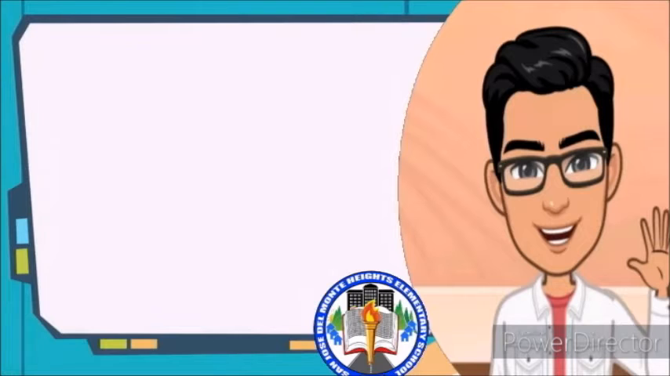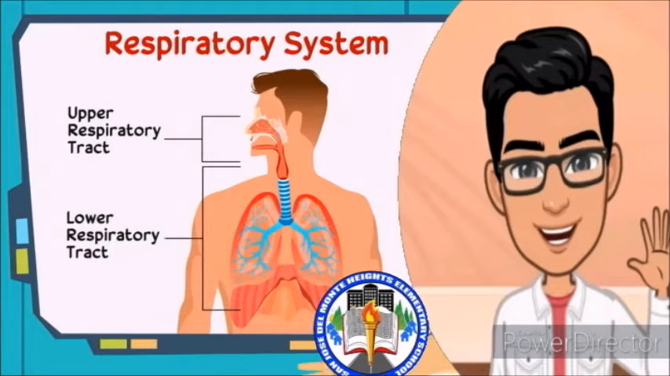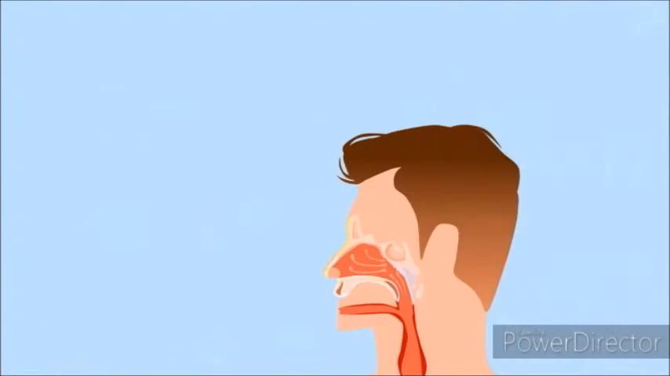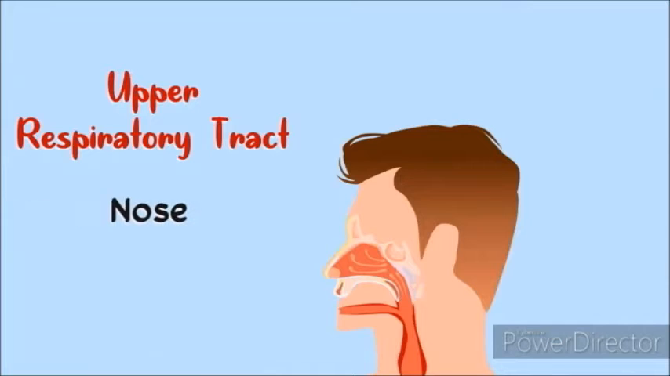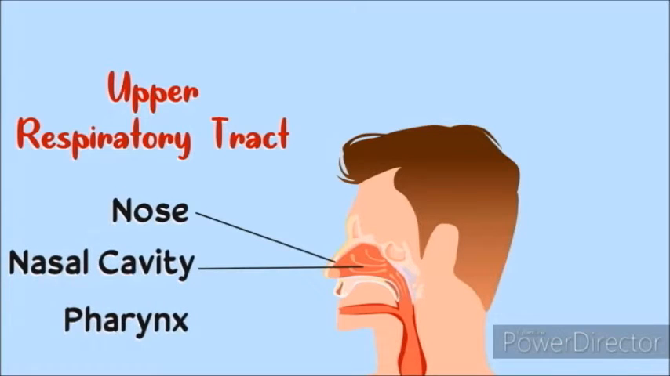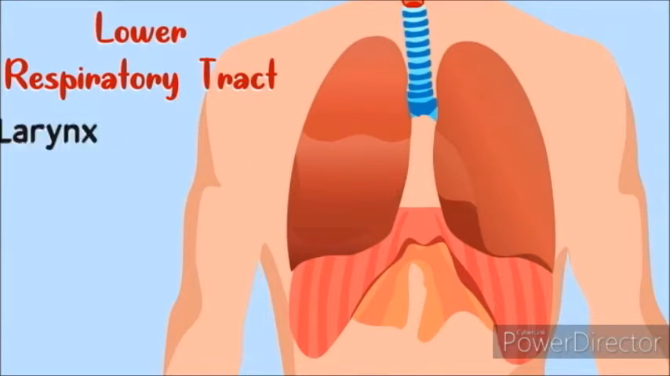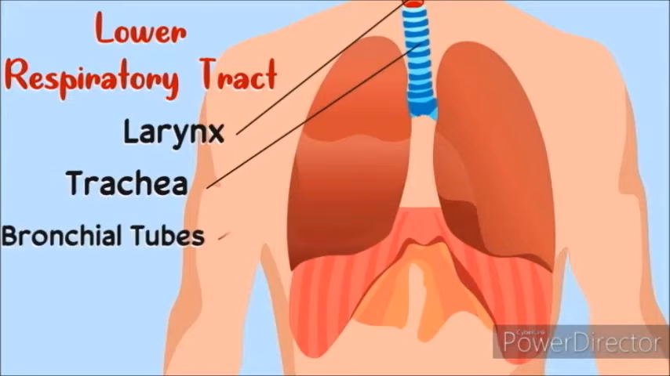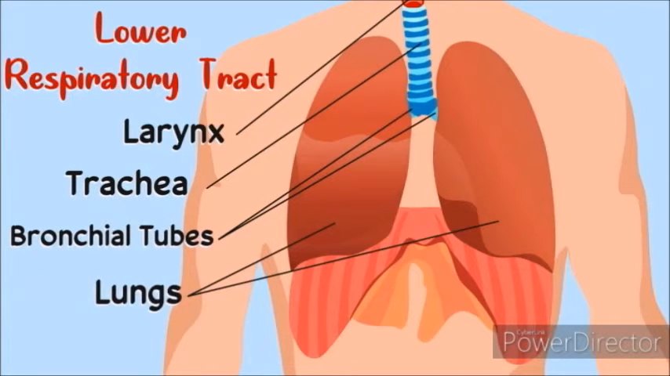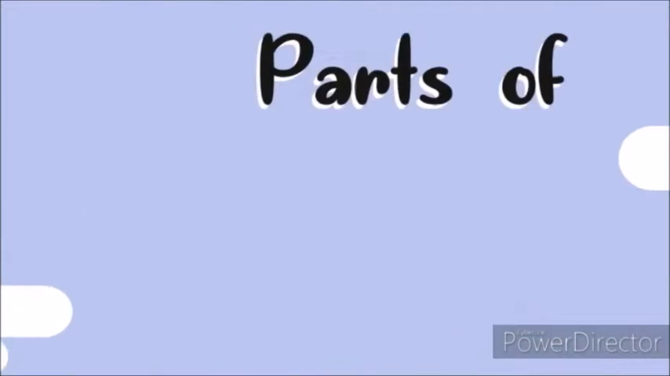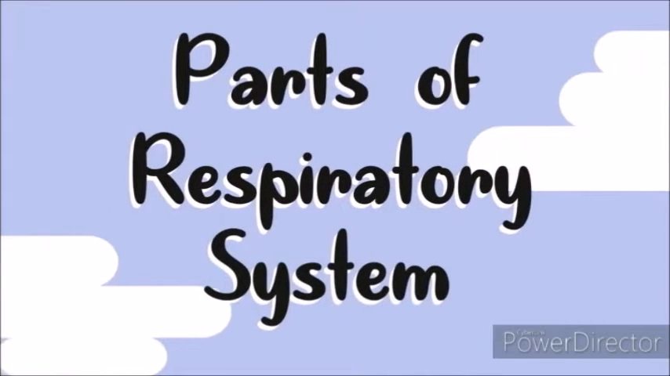The respiratory system has the upper tract and the lower tract. The upper tract consists of the nose, nasal cavity, and the pharynx. And the lower tract consists of the larynx, trachea, bronchial tubes, and lungs. Now, let us identify the different parts of the respiratory system.